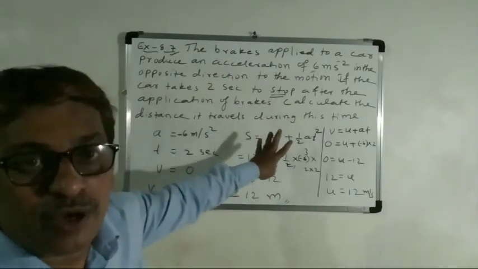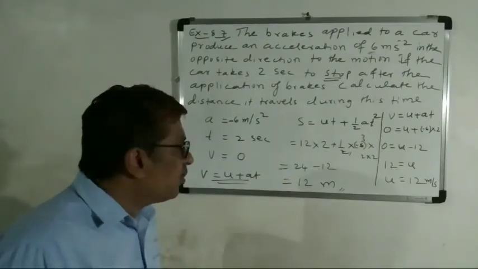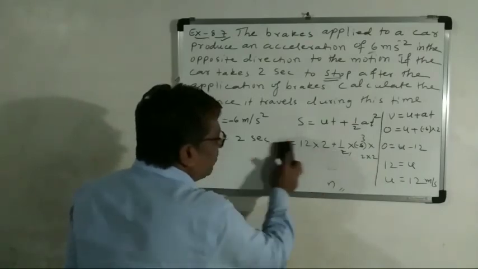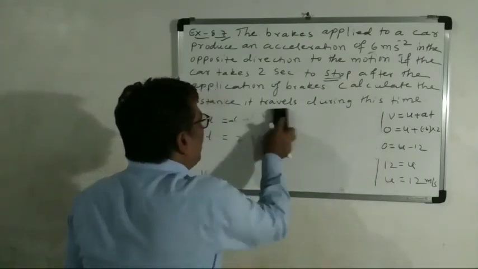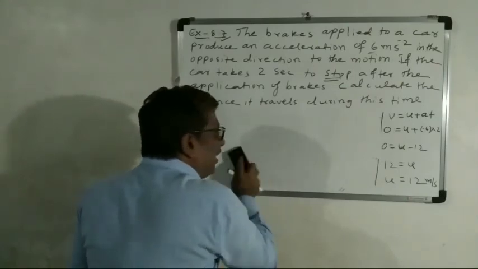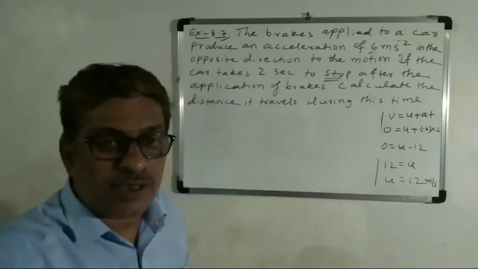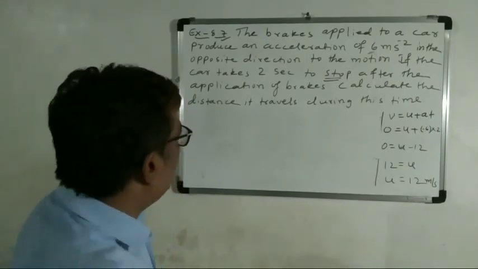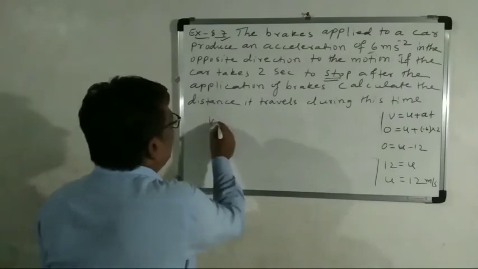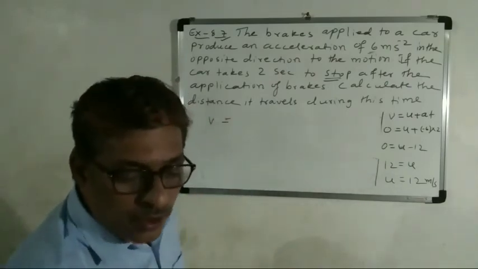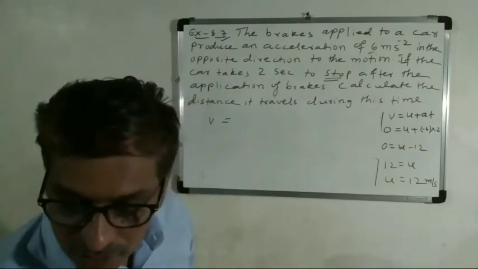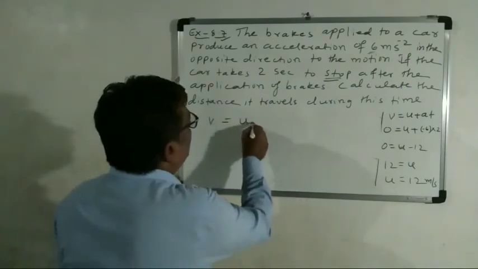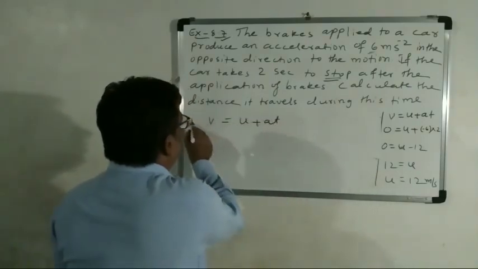So what is the idea now, students? Dear students, we have completed all the text examples. But you have to remember here the 3 equations of motion. First one, what you have done? The first equation you will write: V is equal to u plus at. Okay, this is the first.